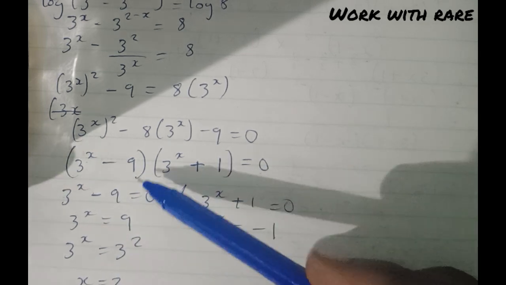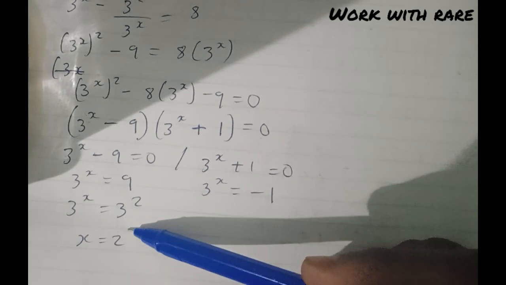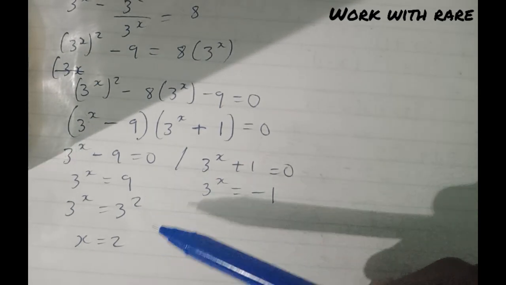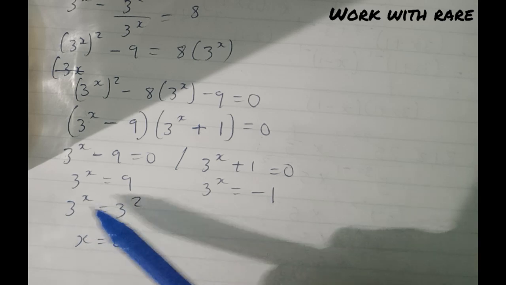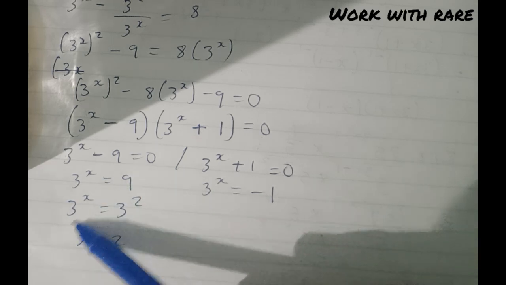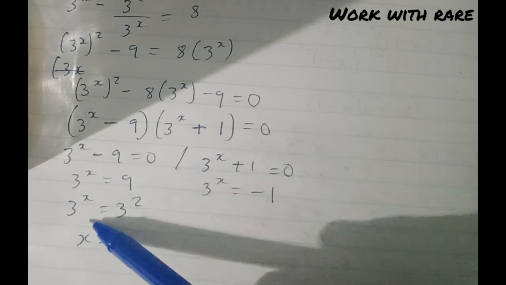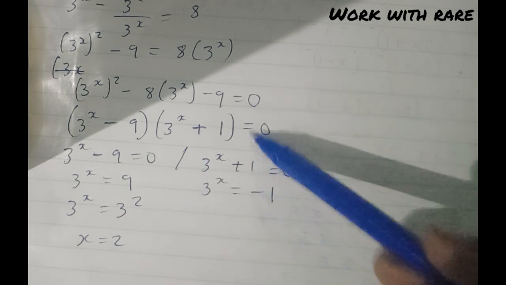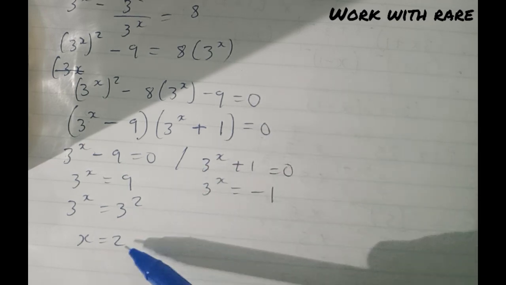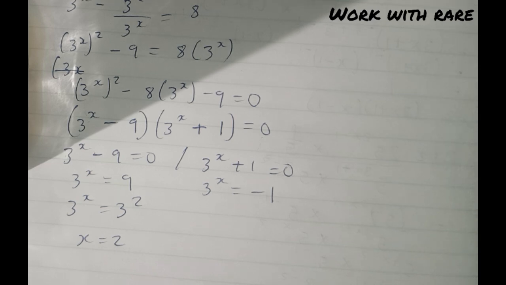After that, you say this bracket is equal to 0 or this bracket is equal to 0. For the first one, it can work. Remember, you will take 9 to the opposite side, then you make the same base, so it will be 3, then you drop the exponent, then our x is 2. What you did on this side, you have to do on this side, but on this side you don't get a solution, so our final answer will be 2. So that's how it is.